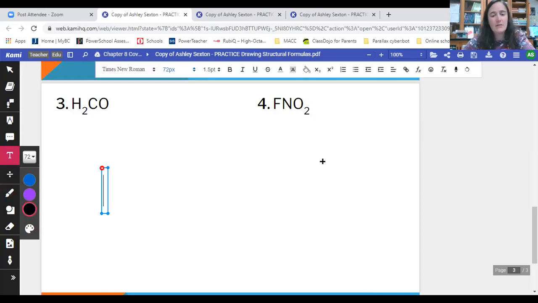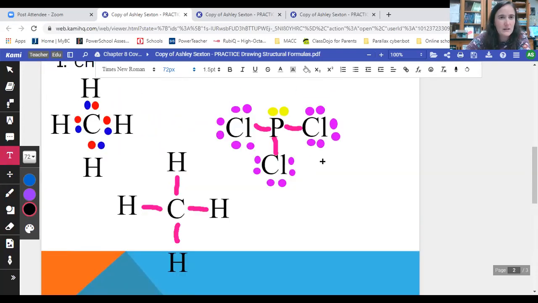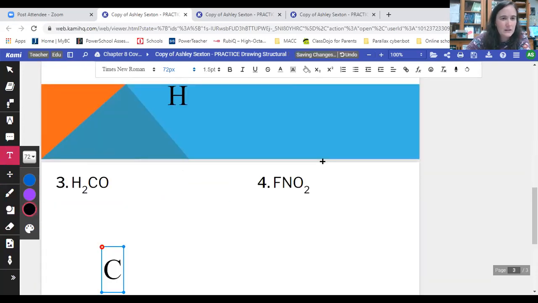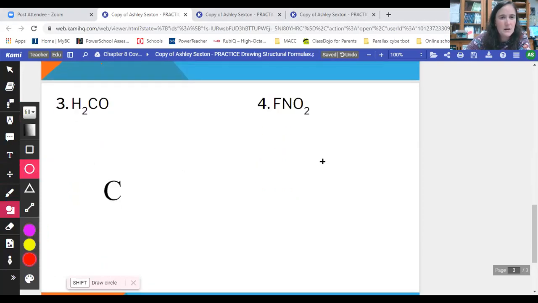All right, so I'm going to have carbon. I'm going to do its dots. What color did I use before? I think I used red. I'm going to stick with red. So I'm going to do red for carbon's dots. And it had 4. Okay.